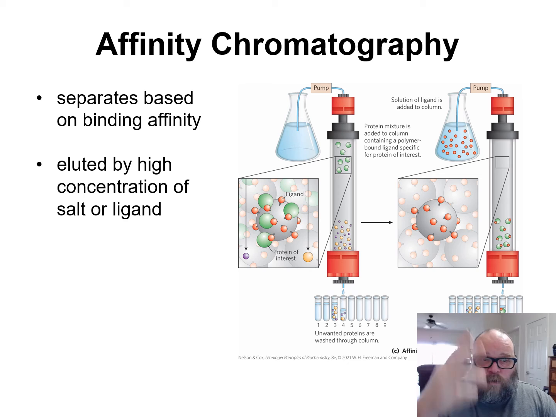Again, you don't know exactly when it's going to come through, so you collect the different fractions, test each fraction for the protein, see which ones have the greatest concentration, and you pool those together.